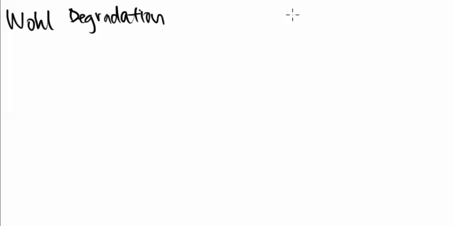So that means if I have a hexose in the beginning, if it undergoes a Wohl, it will be a pentose in the end. If I have a pentose in the beginning and it undergoes a Wohl, then that will end up being a tetrose as a product. So let's take a look at the shorthand, I guess you could say, for the Wohl degradation.